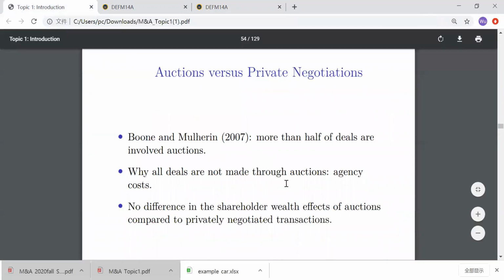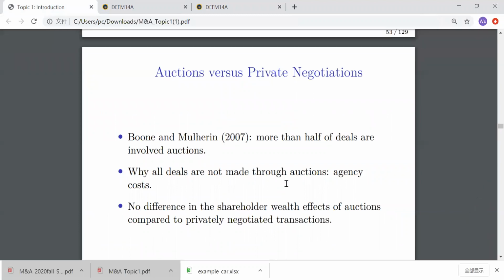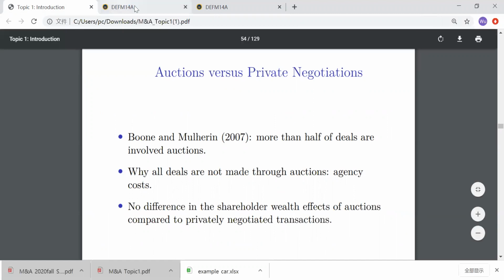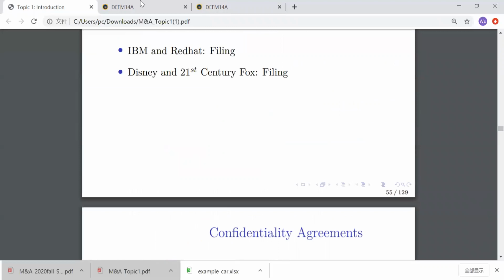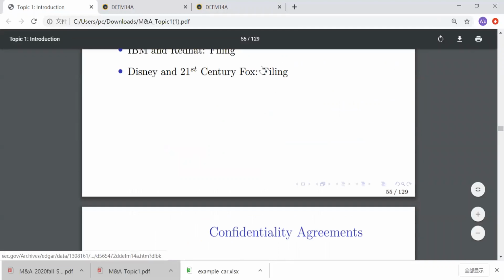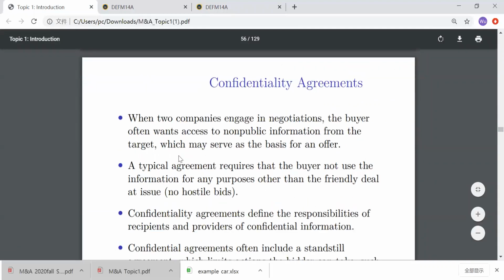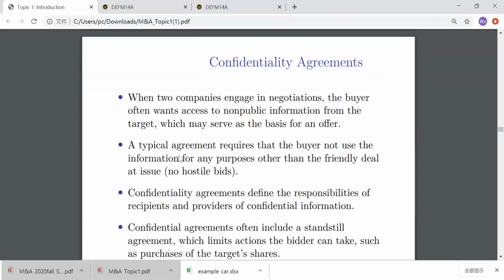So in general, we can classify whether a deal is an auction or a negotiation deal by looking at the background of the merger section in the merger filings. These are the two examples you can have a look at by yourself. Now, we're going to continue to talk about different components in the merger agreement. Another important component is called the confidentiality agreement.